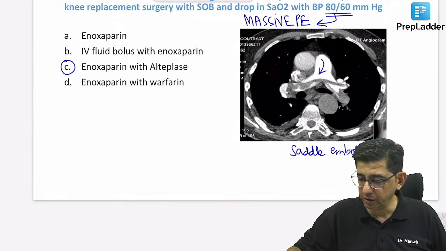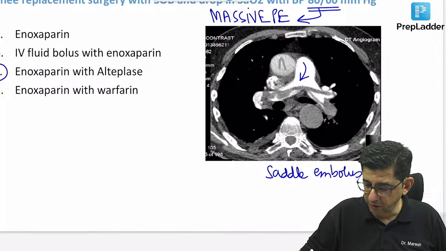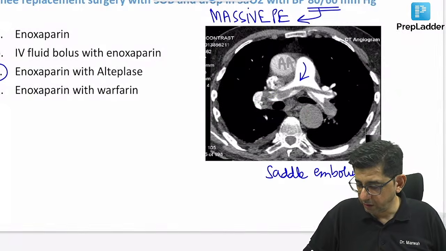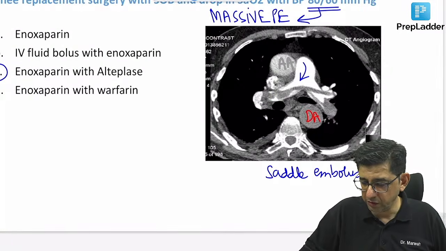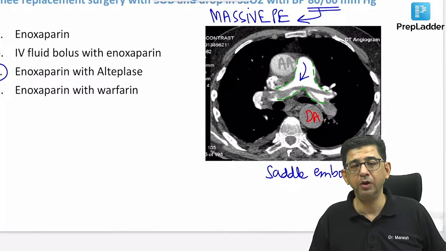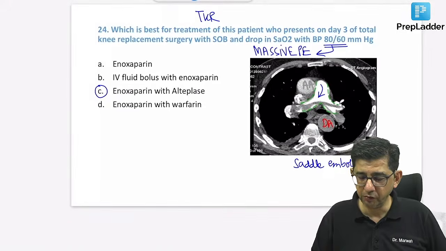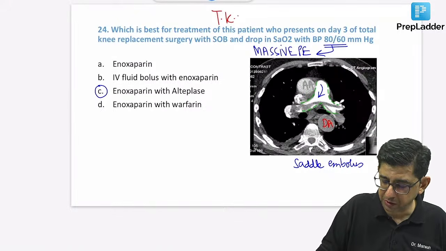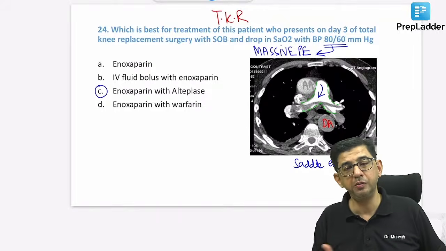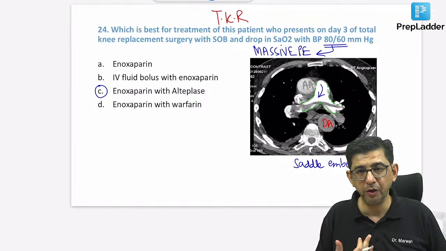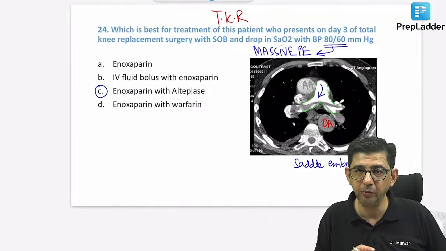You can see the bifurcation of the pulmonary artery. You can check out the ascending aorta, the descending aorta, and then you can see this is the pulmonary artery. It's bifurcating into two, and you have this huge saddle embolus sitting at the bifurcation. There's a history also given, no? The patient is undergoing a joint replacement surgery. If somebody undergoes a joint replacement surgery, an orthopedic procedure, it does not mean fat embolism. A knee replacement does not mean a fat embolism.